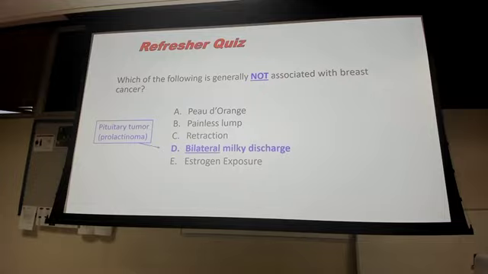Benign. We haven't talked about prolactinomas yet, we will today. But all these other features, peau d'orange, painless lump, retraction, estrogen, those are all associated with breast cancer. Bilateral milky discharge is not. If it's unilateral, that's concerning. Typically, it's going to look either bloody or kind of clear, like serum type. So if it's white and bilateral, that makes us think it's less likely breast cancer. Most of the time, you're not going to get breast cancer in both breasts at the same time, so it should typically be just unilateral.